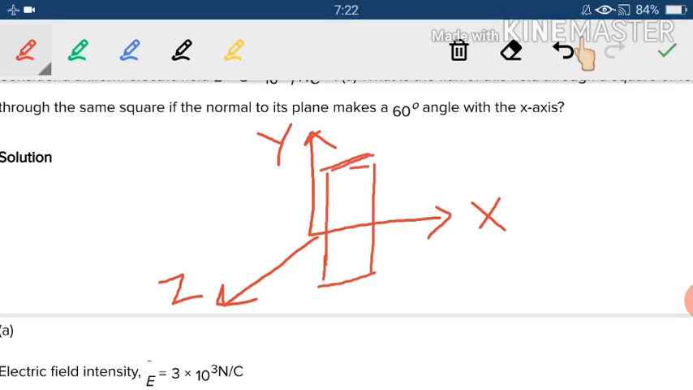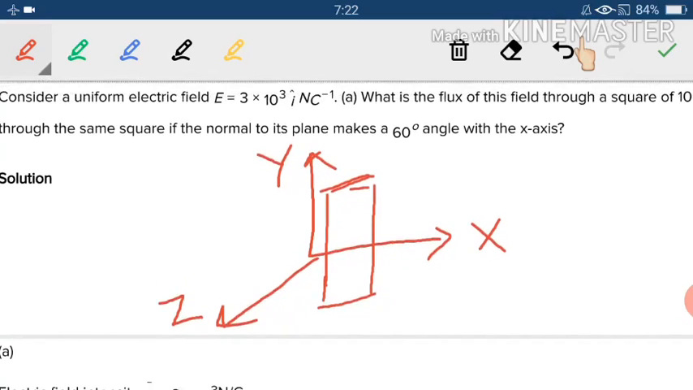Now the value of E is 3 into 10 to the power 3 i cap. So this i cap denotes the direction of the electric field, which is along the x-axis. So we can say that the direction of E is along the x-axis. So this is the direction of E.